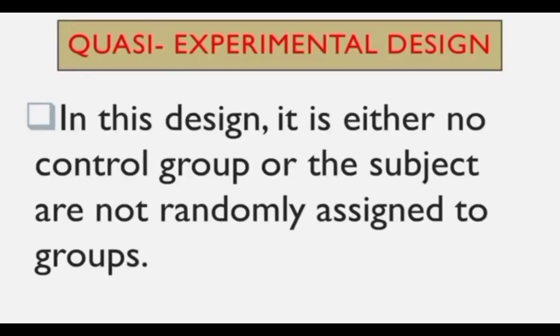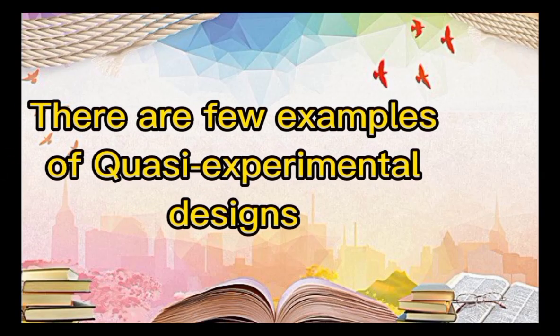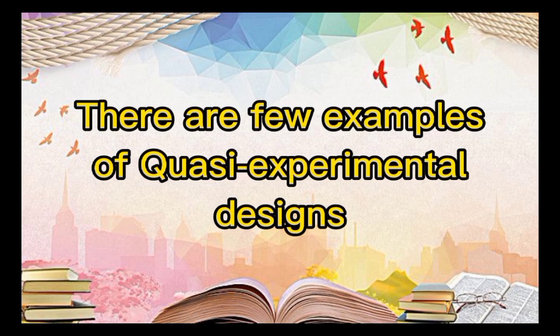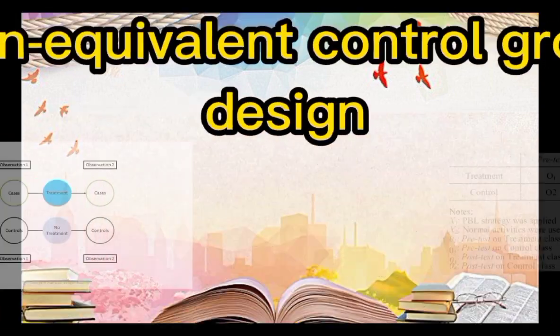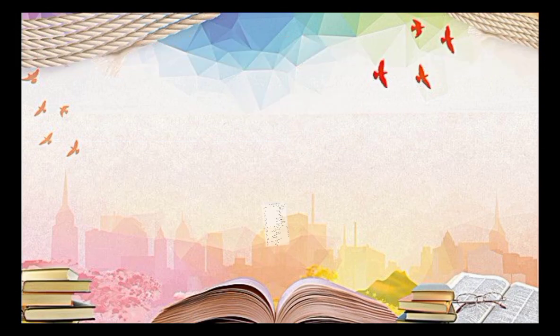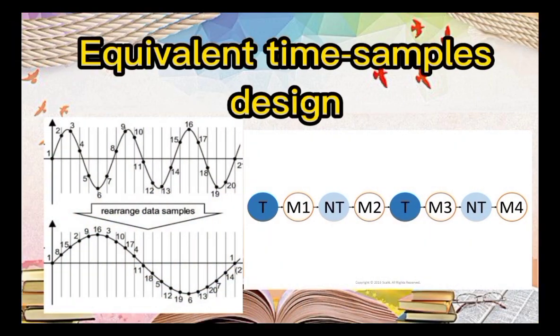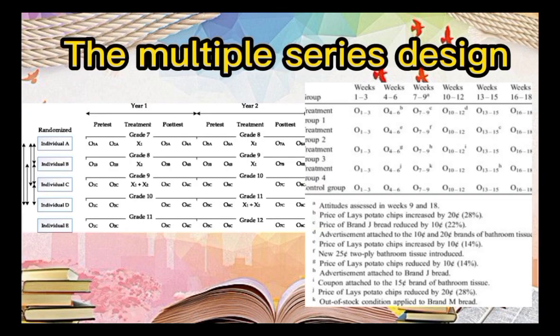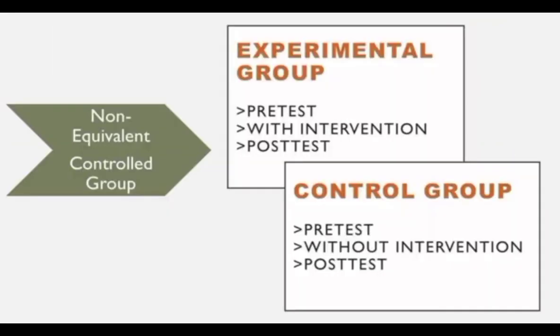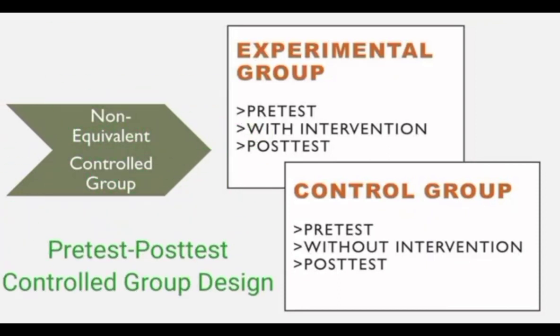Quasi-experimental design. In this design, there is either no control group or the subjects are not randomly assigned to groups. There are a few examples of quasi-experimental designs: non-equivalent control group design, time series design, equivalent time samples design, and the multiple series design. As we noticed, the non-equivalent control group design is like a pretest post-test control group design.